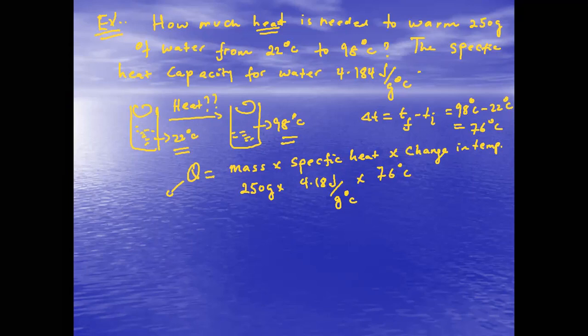So what do you get? 250 times 4.18 times 76. You can check with me, please. 79,670 joules of energy is needed to bring the temperature from 22 degrees centigrade to 98. Am I right? Can I have a witness, please?